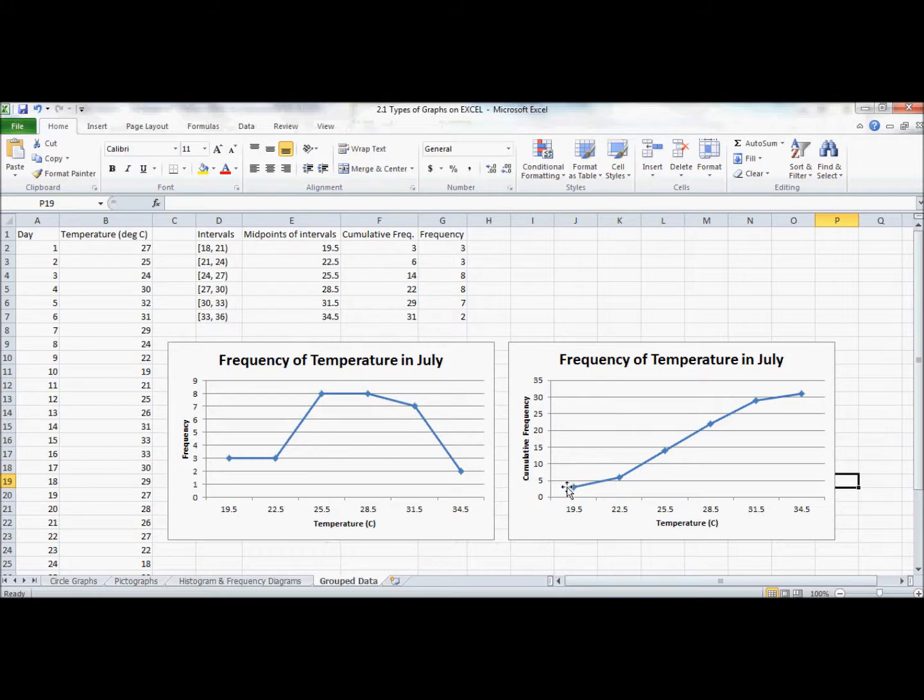So the cumulative graph is helpful because it shows us how many days had up to that temperature. For example, if we wanted to know how many days had a temperature less than about 31.5 degrees, we can look here and we know that the value there is 29. So there were 29 days that had a temperature less than 31, which means only 2 days that had a temperature more than 31. Now, that would be approximate, of course, because we are working with grouped data here. So if we wanted to know exactly how many days were less than 31.5 degrees or more than 31.5 degrees, we would go back to the raw data and work directly with that.